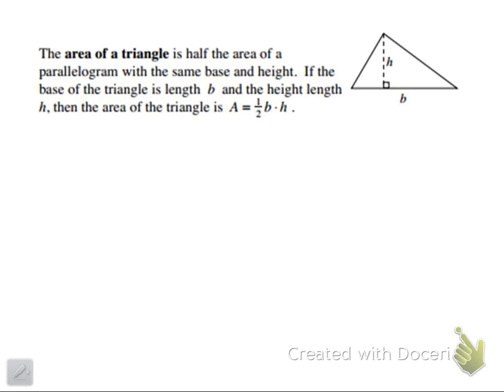Area of a triangle is a little bit different. Let's read this one. So the area of a triangle is half the area of the parallelogram with the same base and height. If the base of the triangle is length b and the height is length h, then the area of a triangle is 1/2 base times height. So we have here 1/2 base times height, and that equals the area of our triangle.